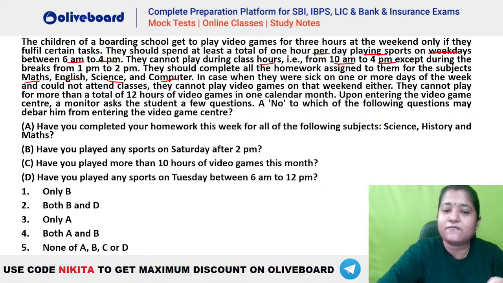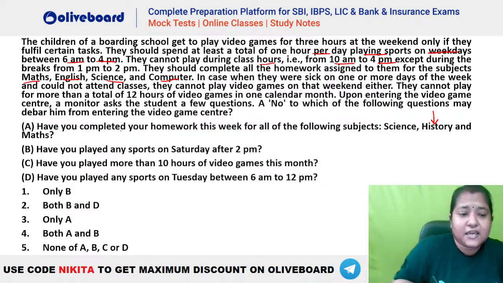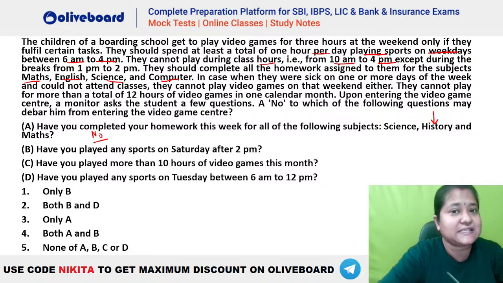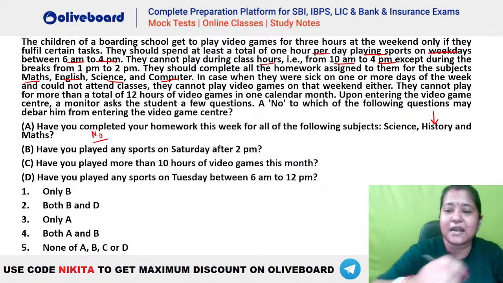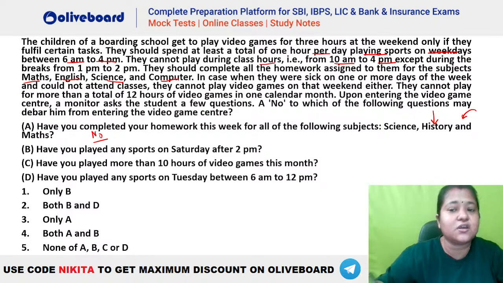Have you completed your homework this week for all the subjects: science, history, and maths? Now, if you check, we were talking about maths, English, science, and computer. History is a new subject. So let's say the person says no. It may be a possibility that he has completed maths, English, science, and computer, but he did not complete history. If he has not completed his history homework, he would be saying a no to this particular question, because this is talking about science, history, and maths. So let's assume the child has not completed his history homework. That means he will be giving a no to this particular answer.